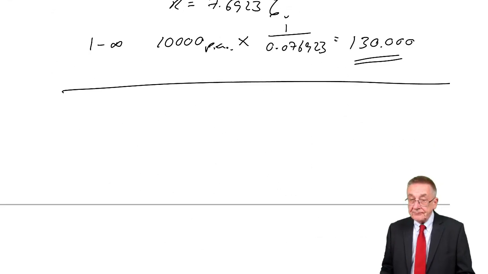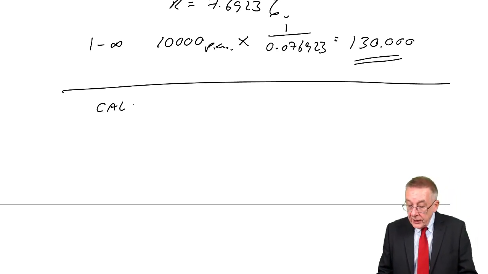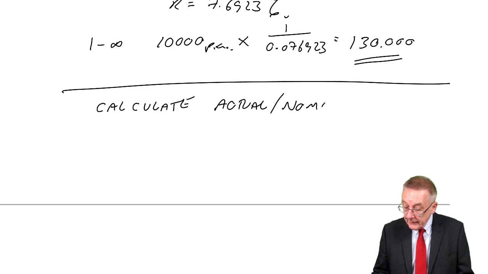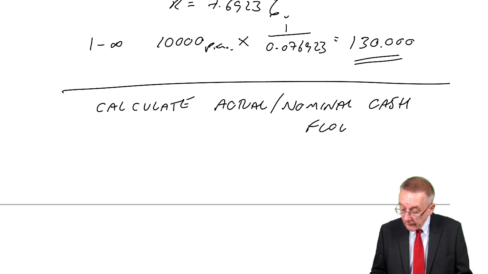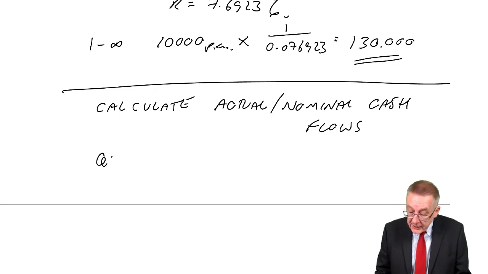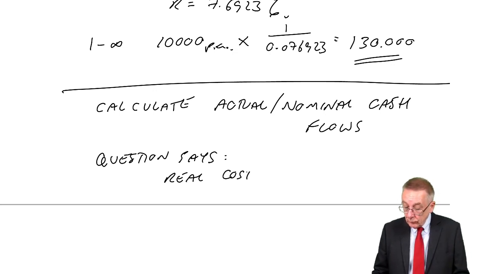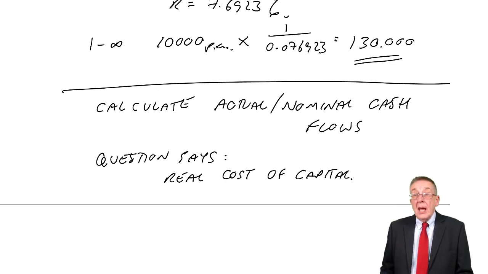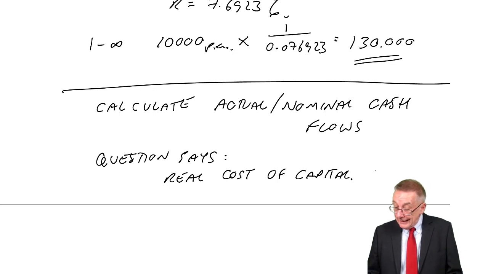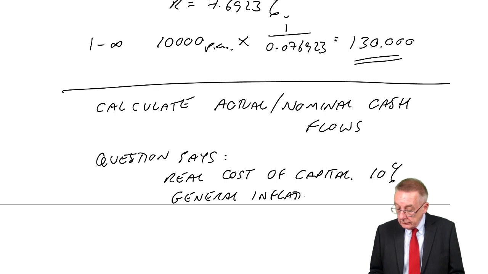But the third situation, and again this has happened, is where it's just like example 5, where you've got different rates of inflation, so you calculate the actual or nominal cash flows. You want to discount at the nominal actual cost of capital, but the question says the real cost of capital (10%) and the general inflation rate 3%.